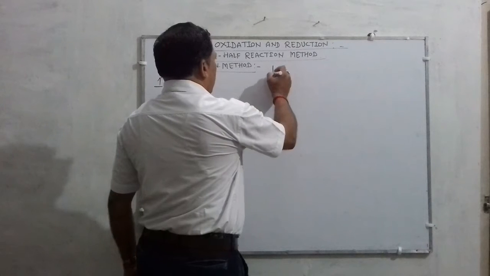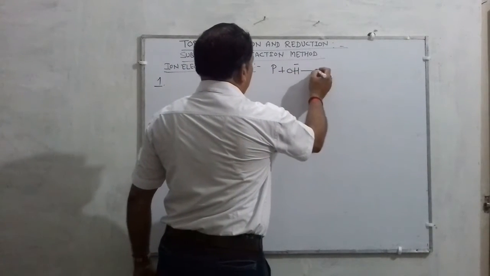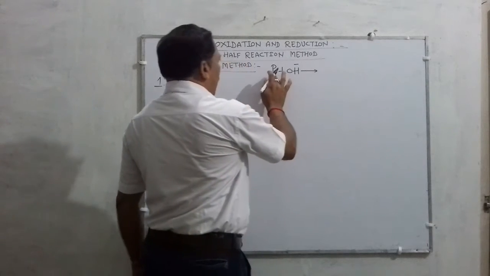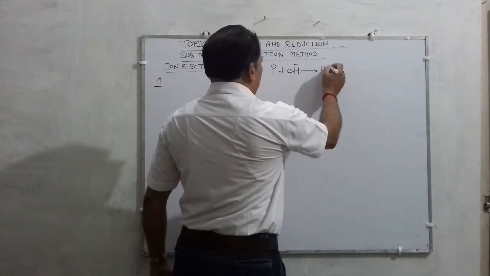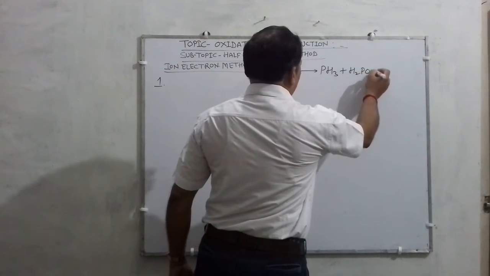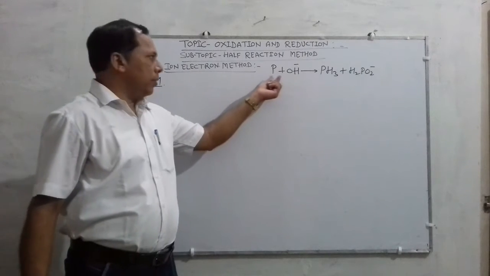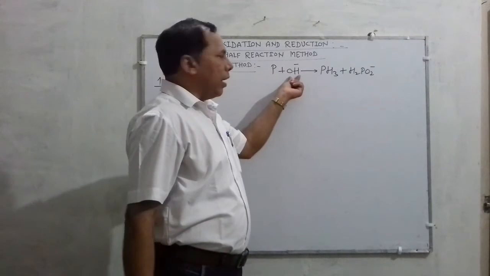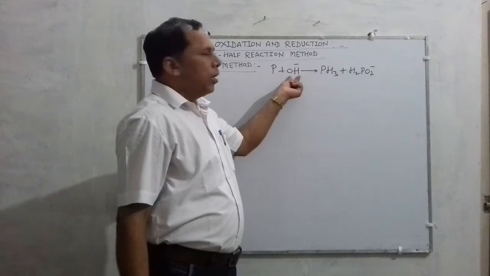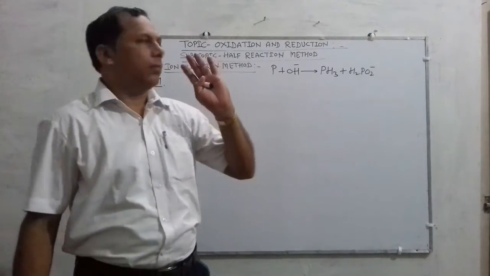Suppose I take a simple example of a reaction which we have to balance: P plus OH minus gets converted into PH3 plus H2PO2 minus. In this, P is phosphorus, and the OH ion, hydroxide ion, shows the medium, whether the reaction is taking place in an acidic medium or a basic medium.